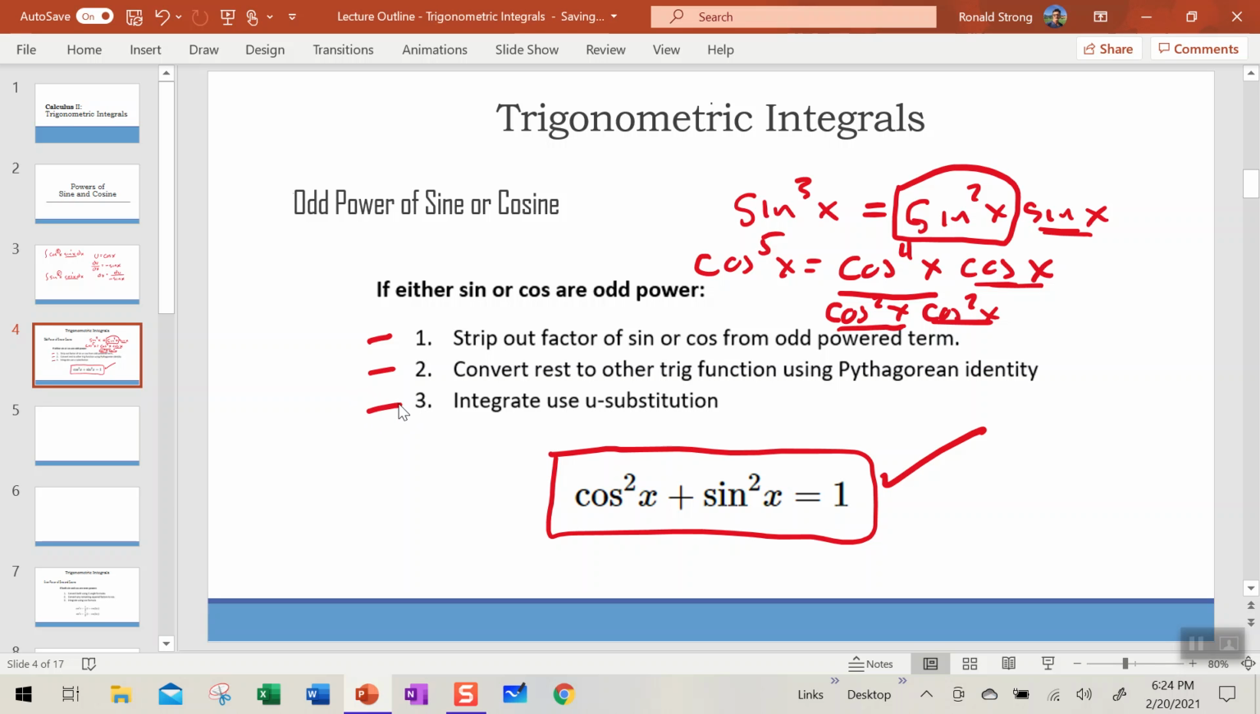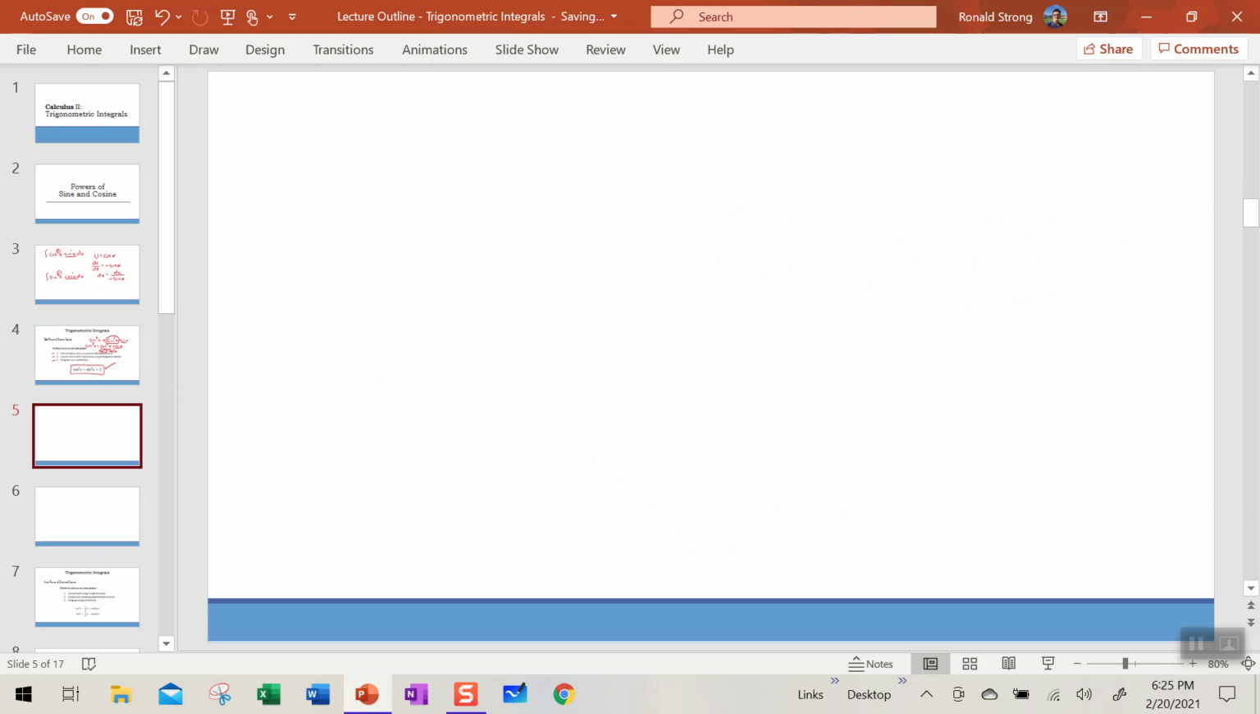These problems will almost always be reduced to a u substitution problem, but we have to use a little bit of trigonometry and a little bit of algebra to get us there. So let me just set up an example. Let's say that we have the integral of cosine to the fifth x times sine cubed x dx.